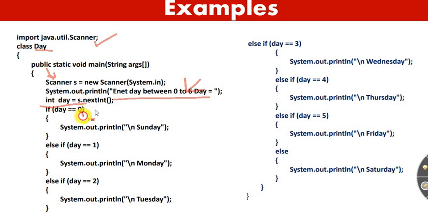And if day is equal to 0, make sure that we are using if, then it is Sunday. Else if, this is what I was saying in the syntax. This is else if day is equal to 1, it will be Monday. If the day entered by the user is 2, it will print Tuesday. Else if day is 3, it is Wednesday. Else if day is 4, it is Thursday. Else if the day is 5, it is Friday.